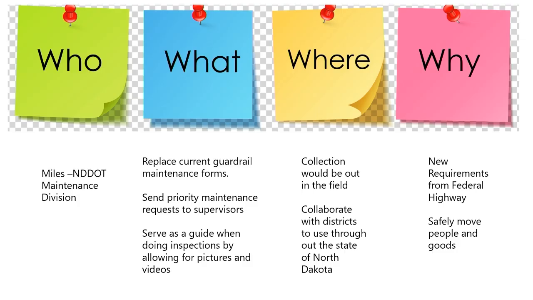We want to replace current guardrail maintenance forms. I was not familiar with the guardrail maintenance forms before starting this project, but there is a bunch of them on the DOT website. We want to be able to send priority maintenance requests to supervisors. And we want this form not only to serve as a way for them to log the details of their maintenance, but also as a guide. So we want to allow for pictures and videos within the form that the person filling it out can use for reference.